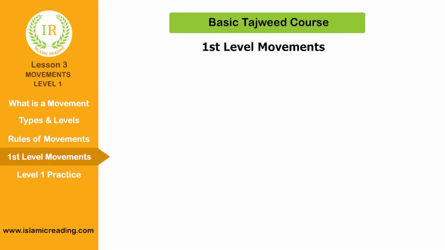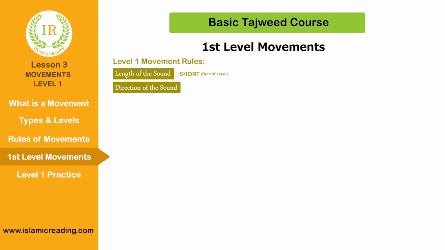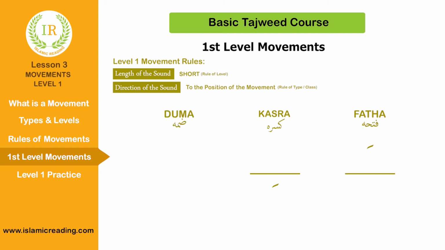Now, let's talk about the first level movements. The length of the sound is short and the direction of the sound is to the position of the movement. That means that the first level movements are short vowels with direction. The first movement, fatha, is represented by a small angled line which always appears on the top of a letter. The second movement, kasra, is represented by a small angled line which will always appear below the letter. And the dhamma is represented by a circled angled line which always appears on the top of a letter.